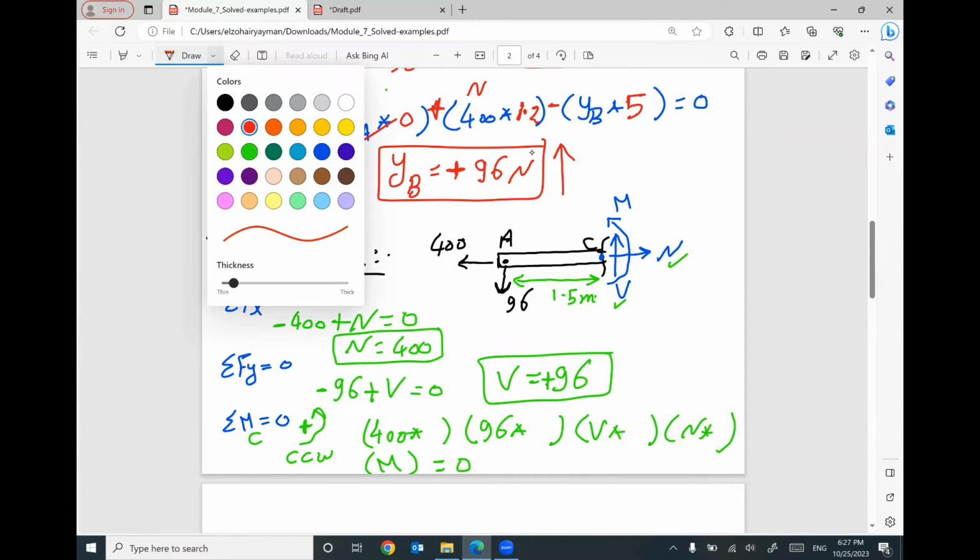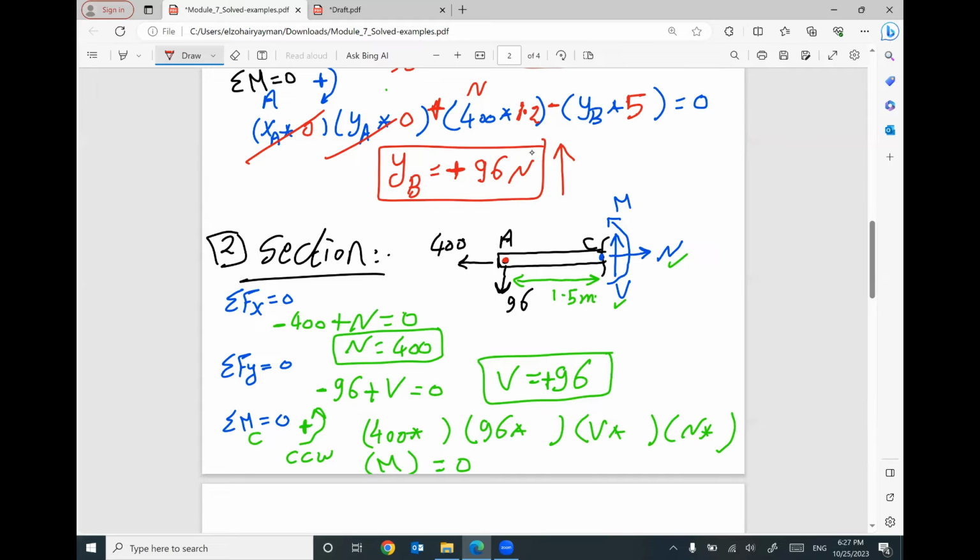I think the distance between 400 at this point and the point C will be 0. 400 is a horizontal force, which means your distance must be vertical. Do you have a vertical distance between this position and this position? No, 0. For 96 at A and the point C, we have a distance 1.5. Keep in mind, 96 is a vertical force, so your distance will be horizontal, that's fine. Capital V and C, we don't have distance. Capital N and C, we don't have distance. Capital M does not need distance. So this term will be 0, this term will be 0, this term will be 0.